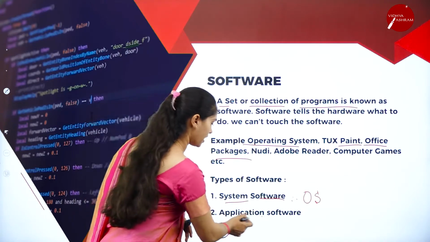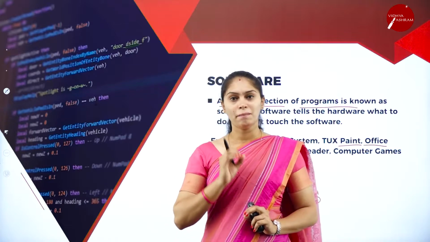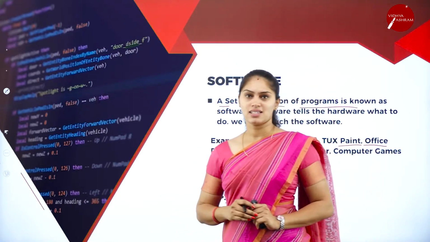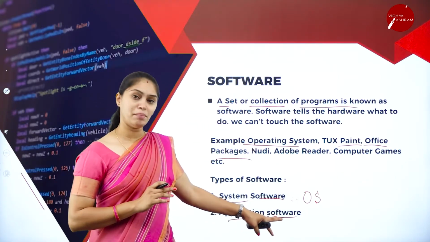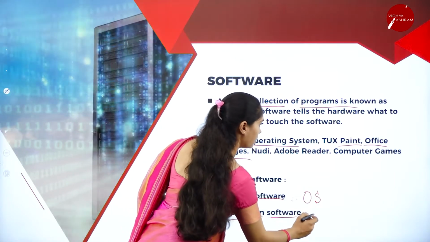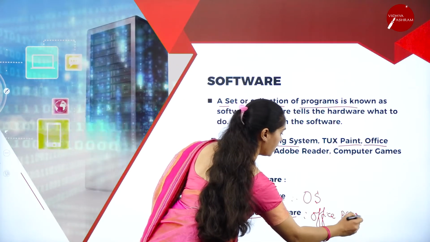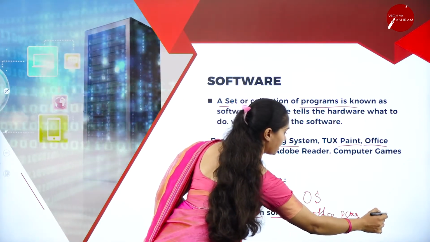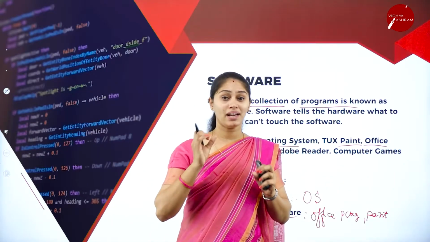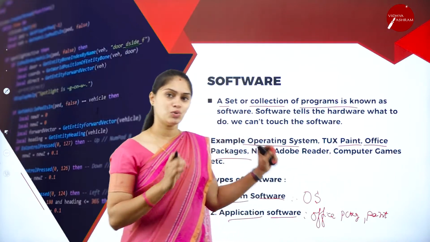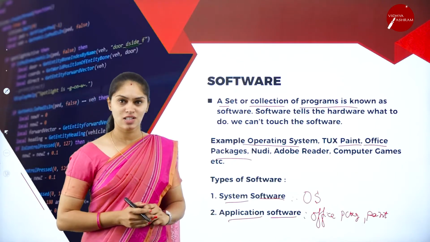Then what about application software? When it comes to application software, these types of software are built in order to perform a particular task. That kind of software is nothing but application software. I can take the Office package as an example and Paint as an example for application software. I am going to use the tool Paint in order to perform a painting operation, so that I can use that software for a particular type of task. That is nothing but application software.